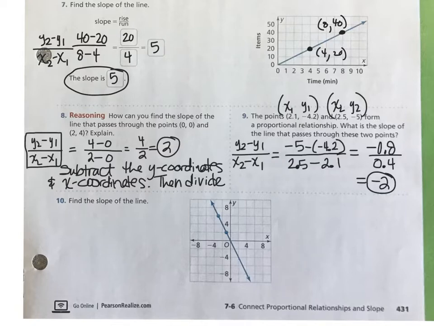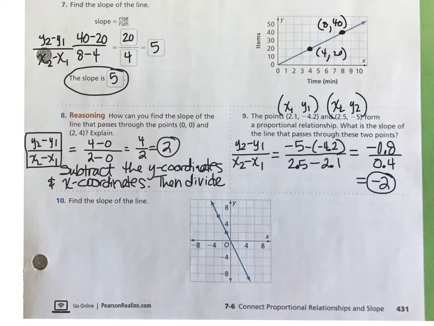So now let's take a look at question 9. The points 2 and 1/10, negative 4 and 2/10, and 2 and 5/10, negative 5, form a proportional relationship. What is the slope of the line that passes through these 2 points?